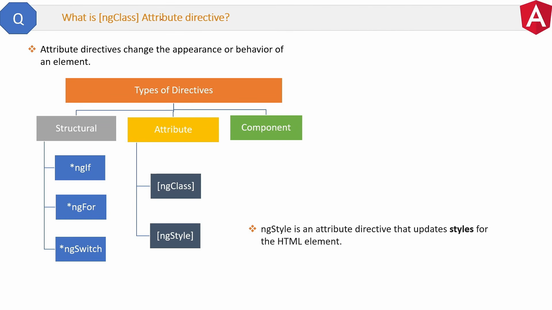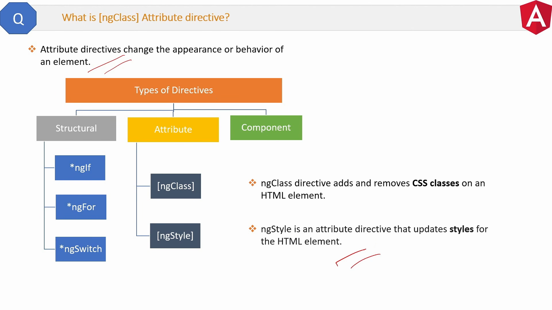What is ng class attribute directive? We already covered the attribute directive definition, then the ng style definition, and now we will cover the ng class definition. The ng class directive adds and removes CSS classes on an HTML element. Remember CSS classes. If you know how CSS classes are set in HTML, then it is going to be very easy for you. Let me show you the same in the code.